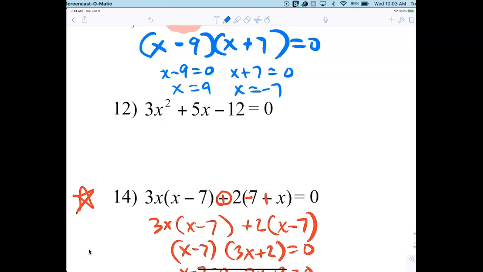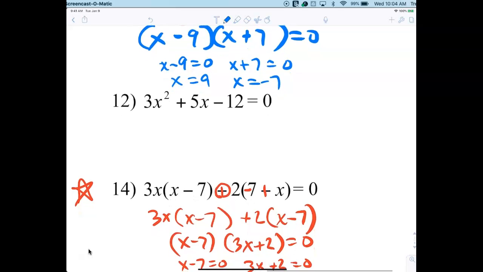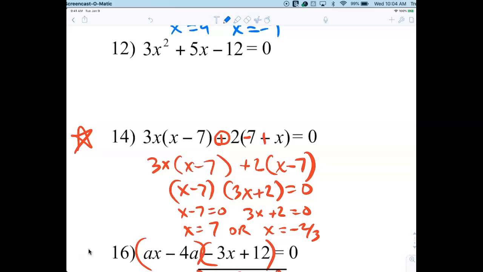Now you're looking at your own and saying whether you got it or not. Does it matter which step? No, it does not. The same answers would apply. The order does not matter. Now I'm looking at 3x squared plus 5x minus 12. Now we have to factor that.